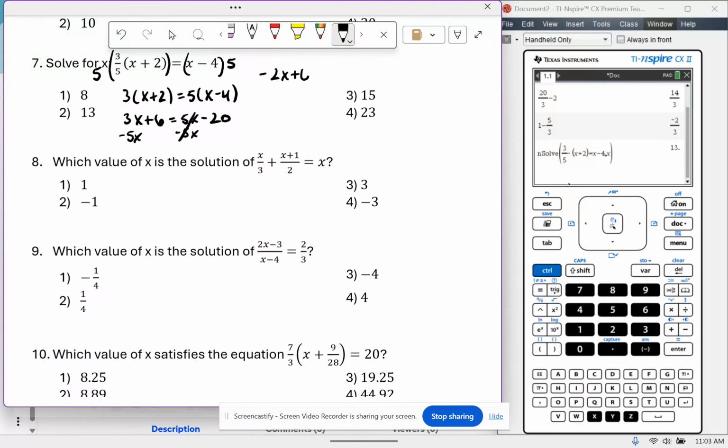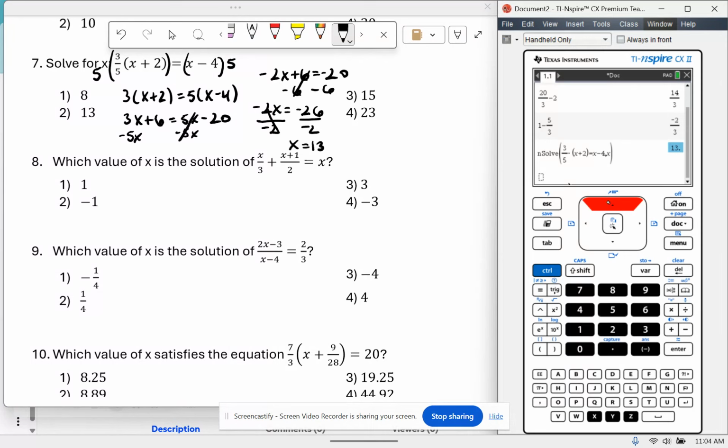Negative 2x plus 6 equals negative 20 minus 6. Negative 2x equals negative 26. Divide both sides by negative 2. X equals 13. So let's double check with NSolve. Type it right in, hit enter. X is 13. Perfect.